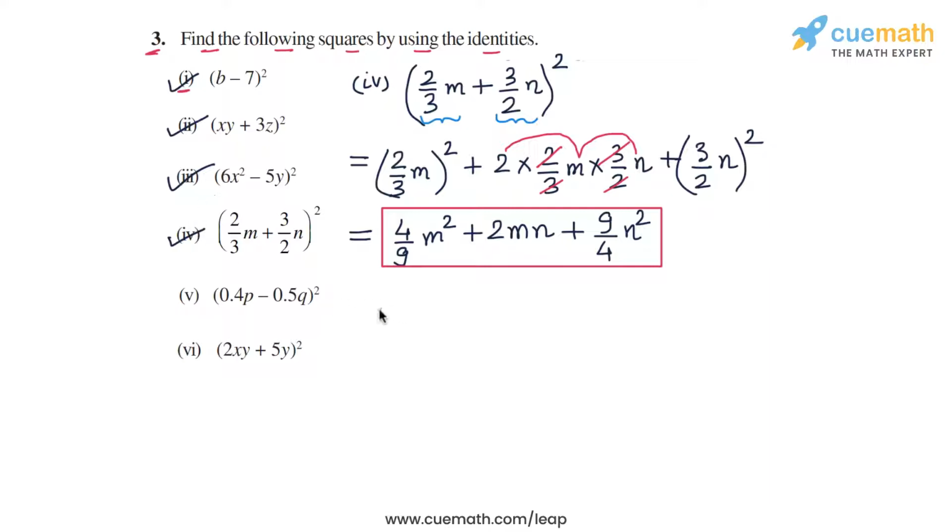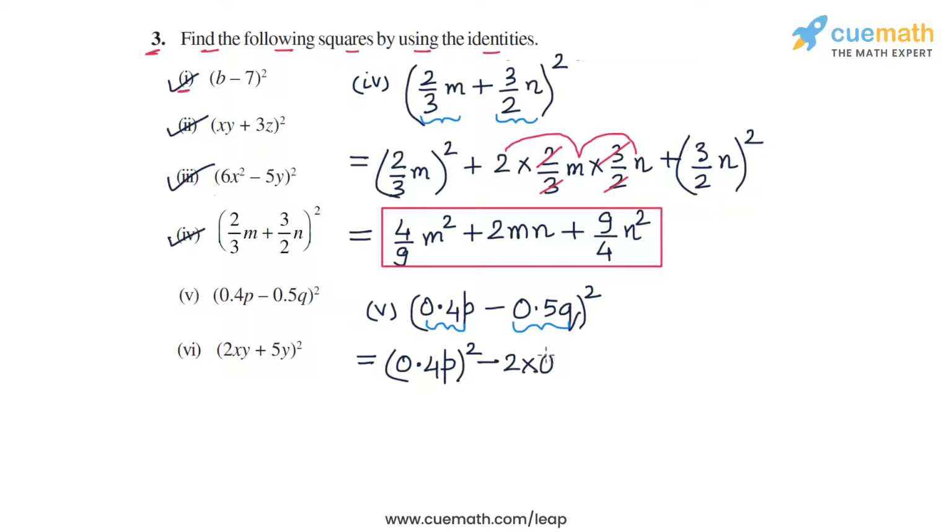Next we come to part 5, in which we have to calculate 0.4p minus 0.5q whole square. So this is of the form a minus b whole square, where a is 0.4p and b is 0.5q, and a minus b whole square can be expanded as a square minus 2ab plus b square. So let's expand this accordingly. So a square will be 0.4p whole square. Then we have minus 2ab, so minus 2 into 0.4p into 0.5q, and then we have plus b square or plus 0.5q whole square.